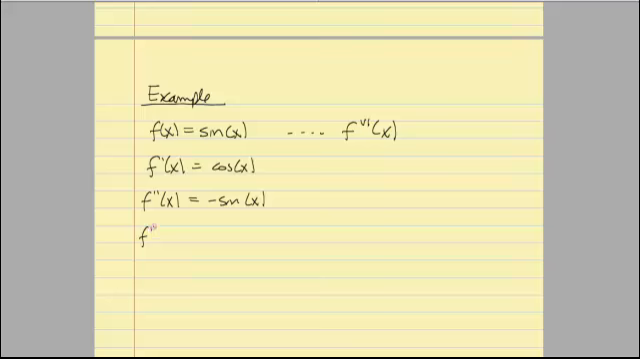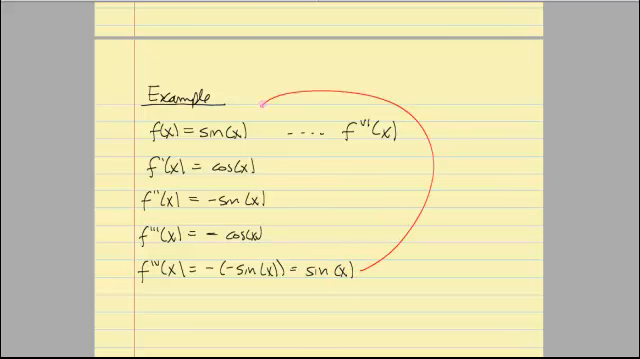The third derivative, the derivative of sine is cosine, but I have to drag that negative along. The fourth derivative, I drag along the negative. The derivative of the cosine is a negative sine. Minus a negative is the same as a positive sine. And if you notice, I'm right back where I started here.